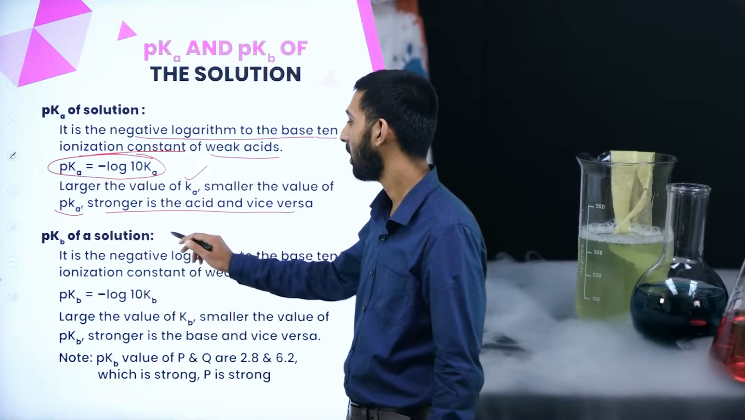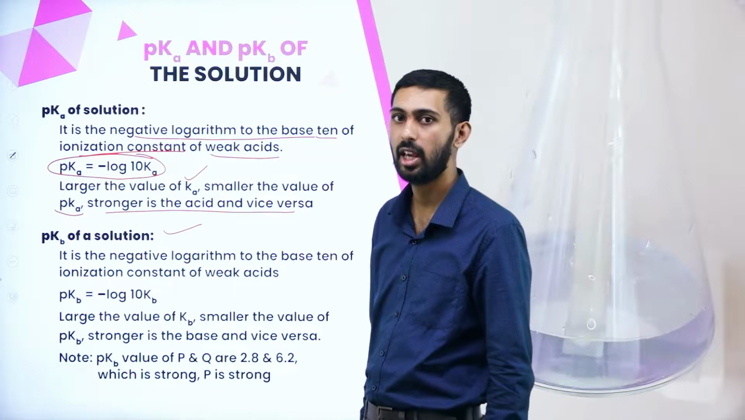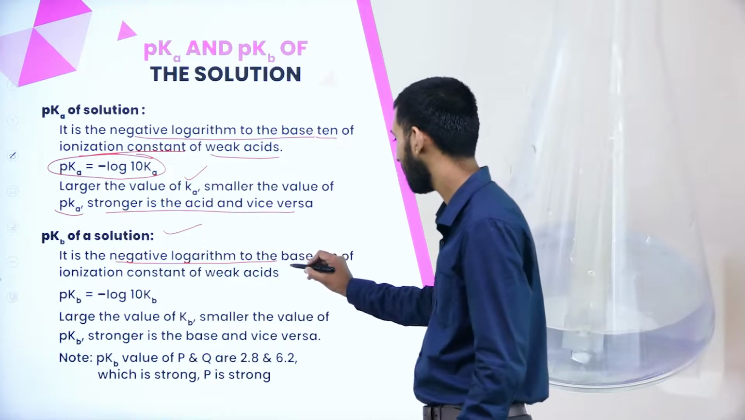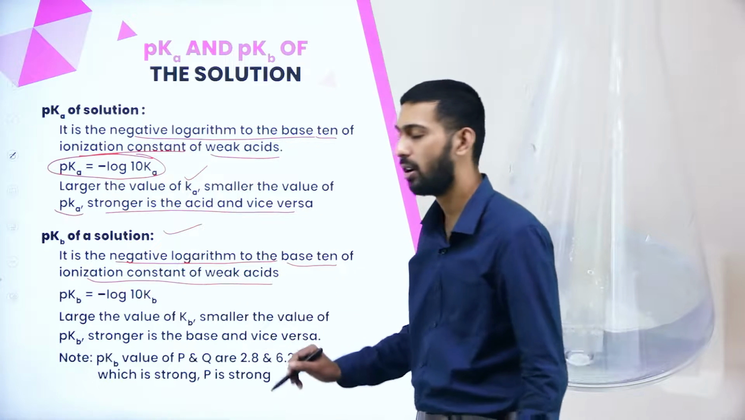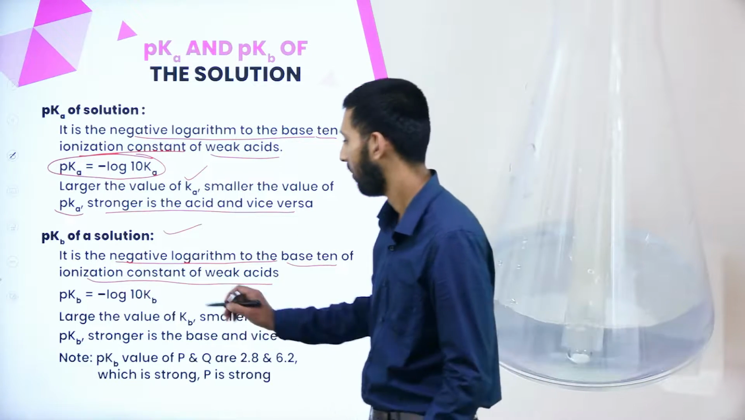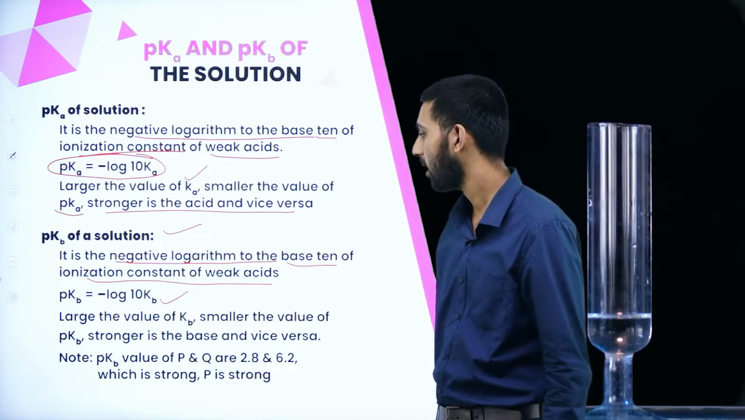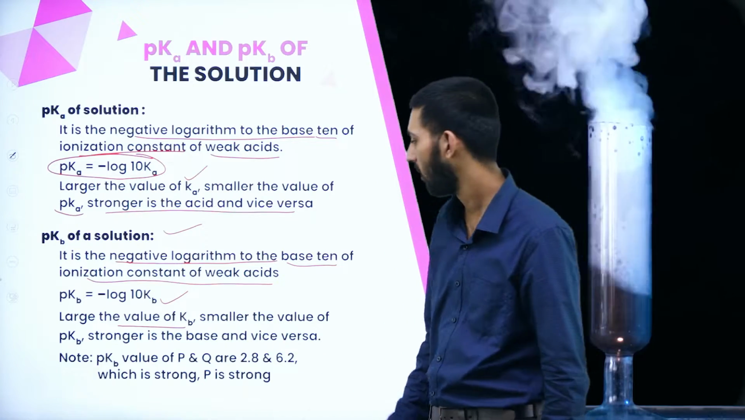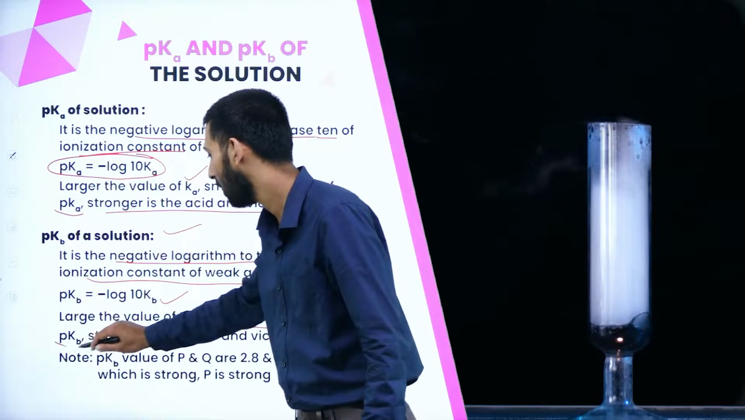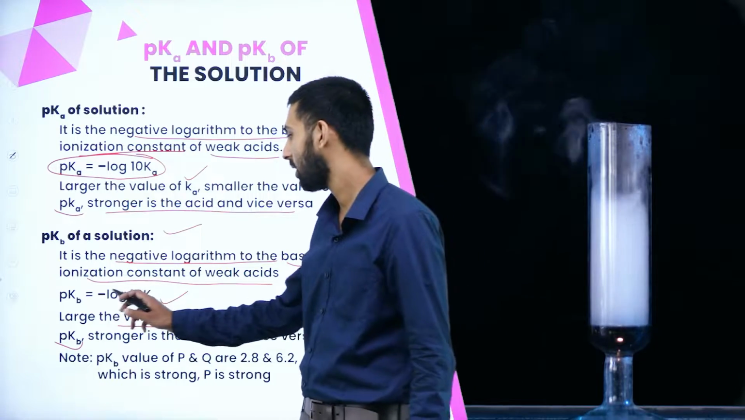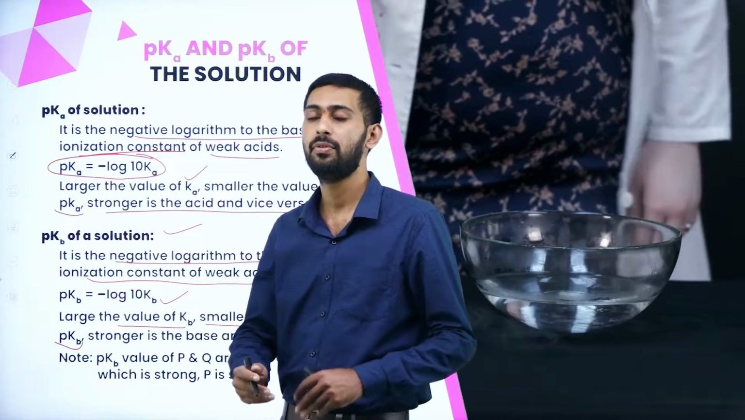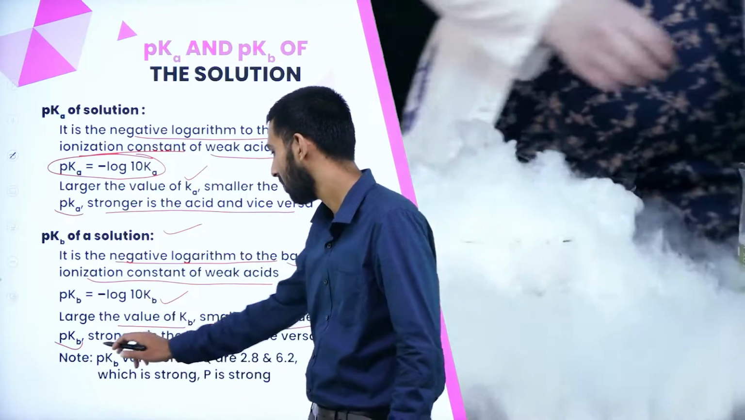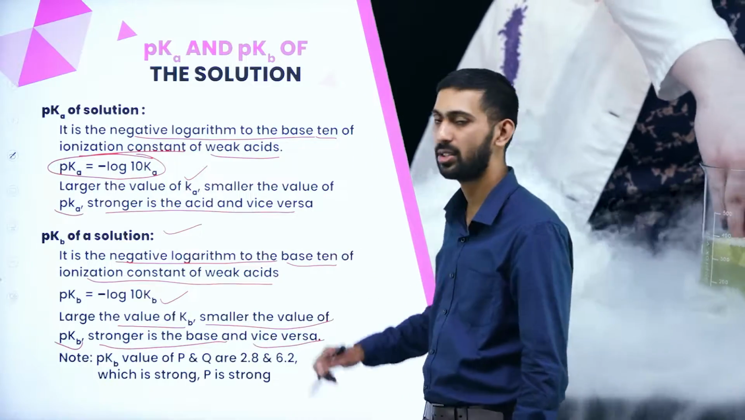Next thing is pKb of the solution. What do you mean by pKb of the solution? It is the negative logarithm to the base 10 of the ionization constant of weak base. So pKb is equal to minus log 10 Kb. Larger the Kb value, smaller the pKb. Correct, right? Because say we get a value of K around 15 to 20. If we substitute for log, the value decreases. Then stronger the base, and it is vice versa.